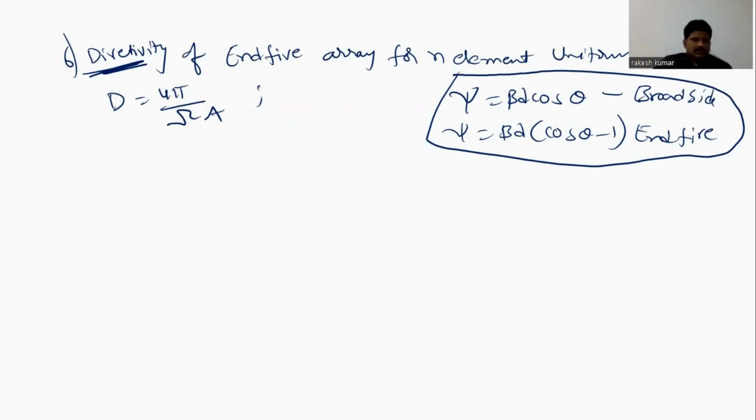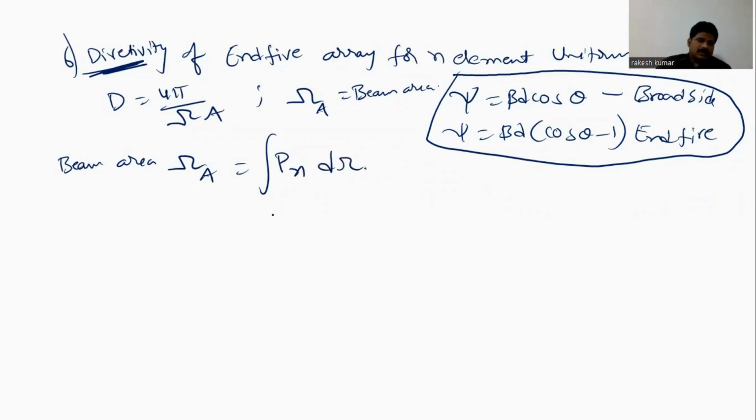The same procedure. So D is equal to 4 pi by sigma A. What is meant by sigma A? Sigma A is nothing but beam area. Sigma A means beam area. Okay, so beam area sigma A is equal to, with the formula for the beam area, normalized power integrated over the solid angle.